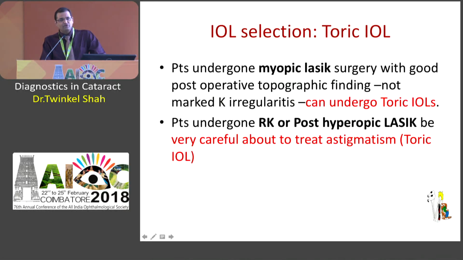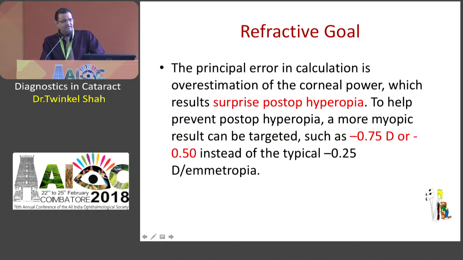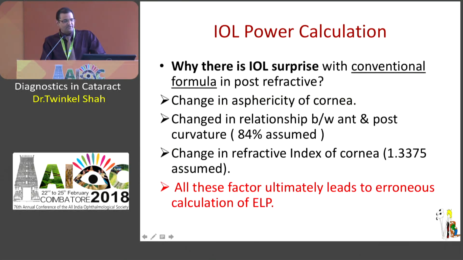Toric IOL, should we go for a toric IOL? Yes, we can go for it if the topographic finding is good. If there are no corneal irregularities, you can plan for the toric IOL in such cases. But for patients who have undergone RK or hyperopic LASIK, it's better to avoid it or be careful when you are putting in a toric IOL in such patients. Refractive goal: usually there is the surprise of post-op hyperopia, so rather than keeping emmetropia as a target, keep minus 0.5 or minus 0.75 as a refractive goal in such cases.